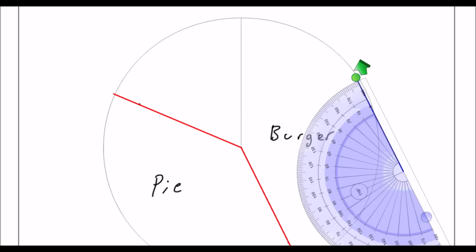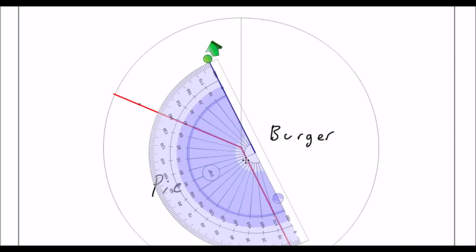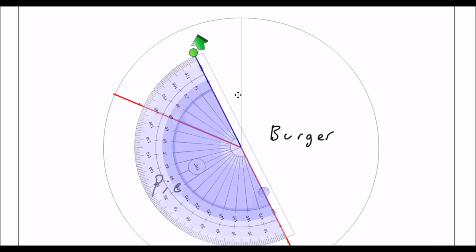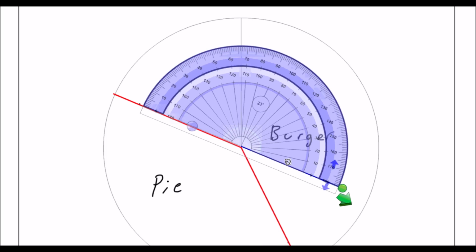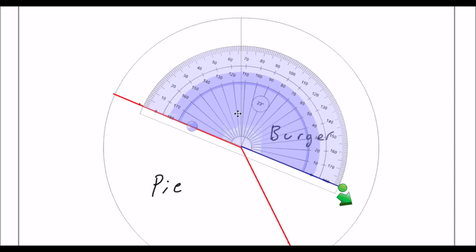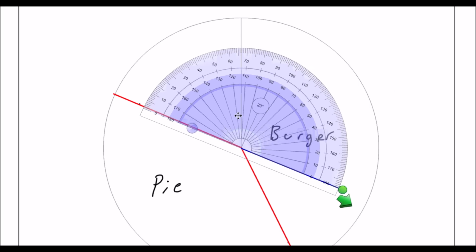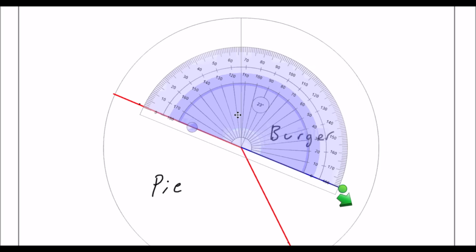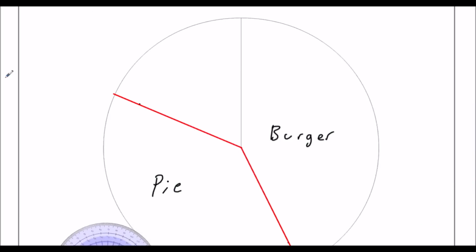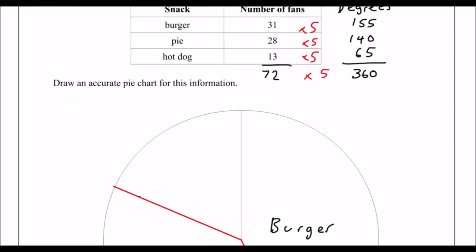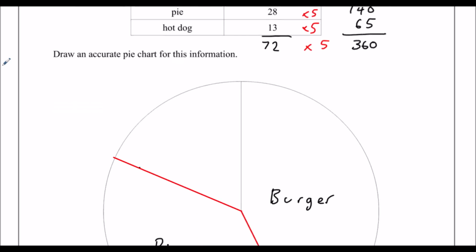If it's slightly off, it doesn't matter. If it's off a lot, we should worry about it. So it should be about 65 degrees. It looks like I've got 66. It does look like I've got 66 there, or 67. But there will be some flexibility given. You don't have to get it exactly right. That's the hot dog section.